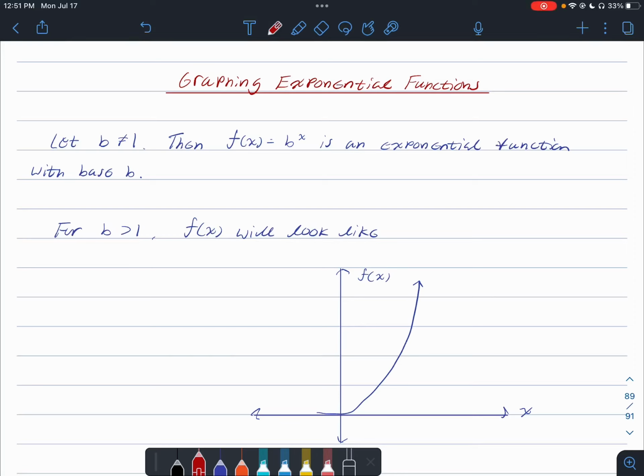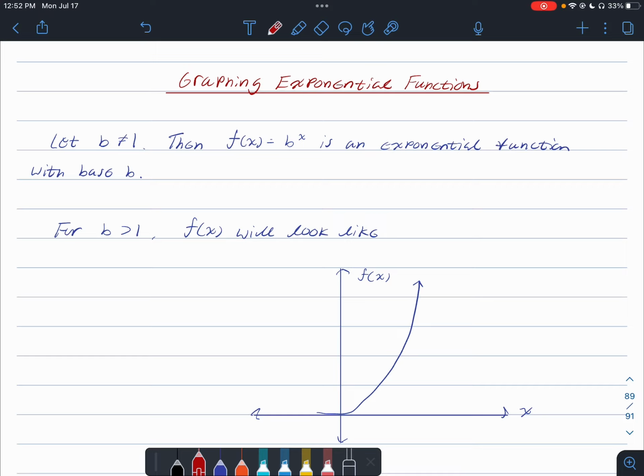Hi everyone. In this video, we are going to briefly introduce graphing exponential functions. Let b be some constant that's not equal to 1. Then the function f of x equals b to the x, so x is the exponent here, is an exponential function with a base of b. So we call b the base.